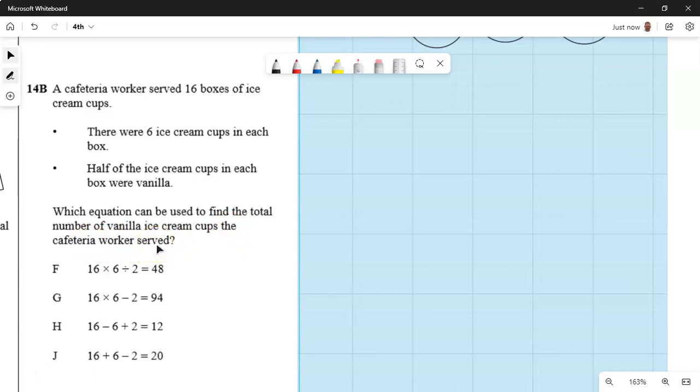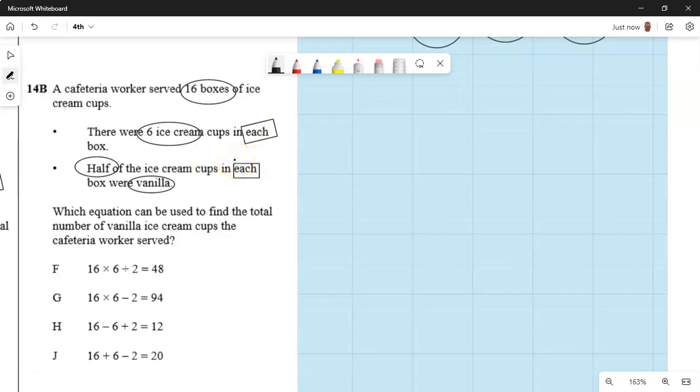So I'm going to try to find important information. It's important that there's 16 boxes. Okay, it's also important that there's 6 ice cream cups in each box, and half of the ice cream cups were vanilla. Okay, I see right here, I've got each. That's telling me I've got some equal size groups here. I've got the word each right here, that's another equal size groups again.